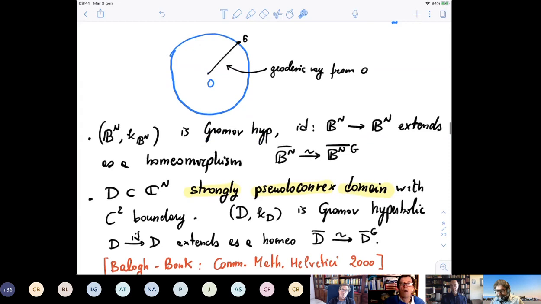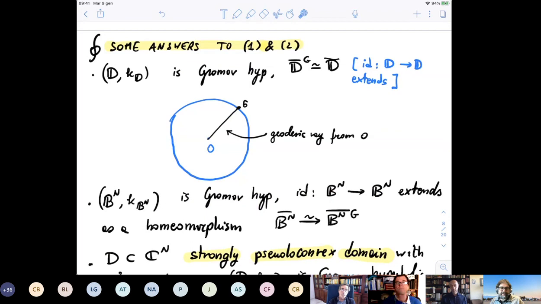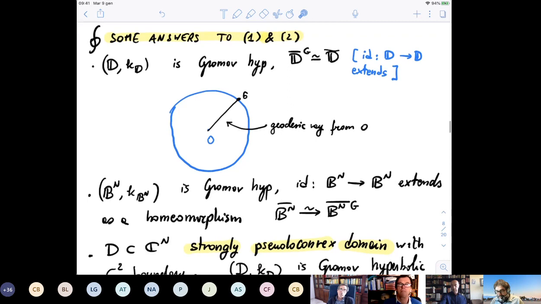To show the unit disk is Gromov hyperbolic is not really difficult. If you do it by contradiction, it's very simple. To get the best constant, to see what is the best constant for the unit disk to be Gromov hyperbolic, that's another story. I mean, that's going to be complicated.